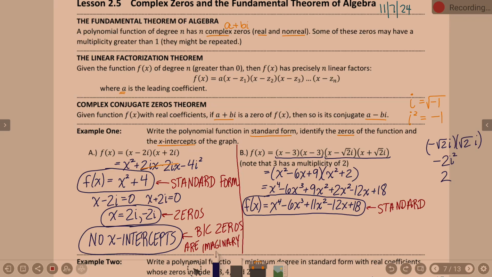Zeros. What about zeros? The factors equal to 0. Yeah, set each factor equal to 0. Here's a perfect example of why I don't want to set my standard form equal to 0. I don't want to have to undo what I just did. That would be annoying. So go back and use your factors. So x minus 3 equals 0. x minus square root of 2 times i equals 0. And x plus square root of 2 times i equals 0.